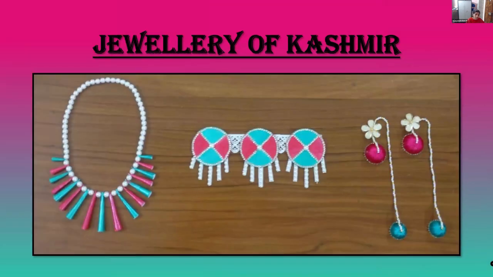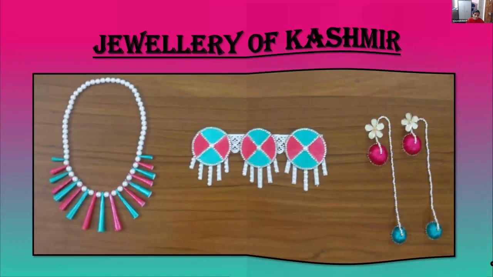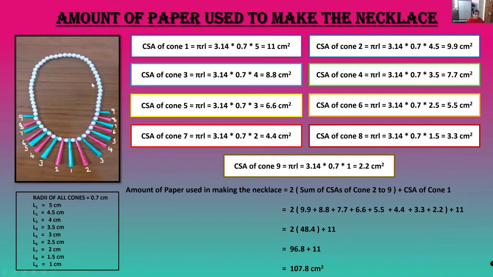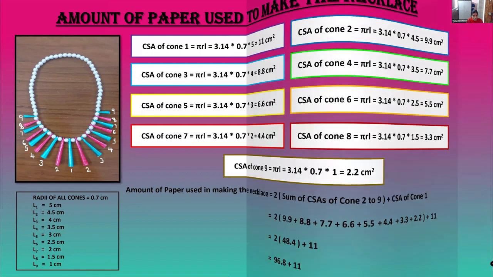Then the jewelry of Kashmir. Using this, she found there are 8-9 cones in that. What about the radius of each and every cone she found? And what is the amount of paper used in making the necklace? Like that, she incorporated the surface area and volume, and she found the answer over here. The answer is 107.8 centimeter square. That is the amount of paper used in making the necklace. In that concept, she has brought it.